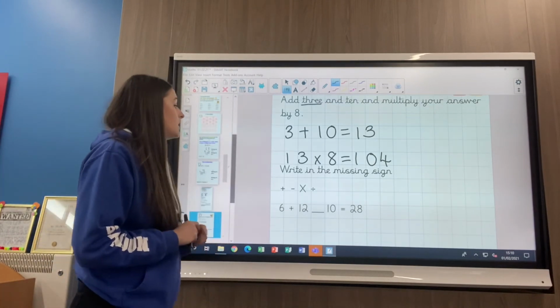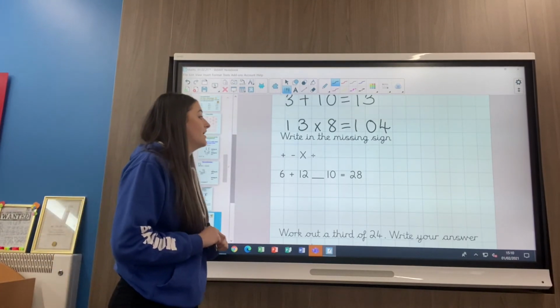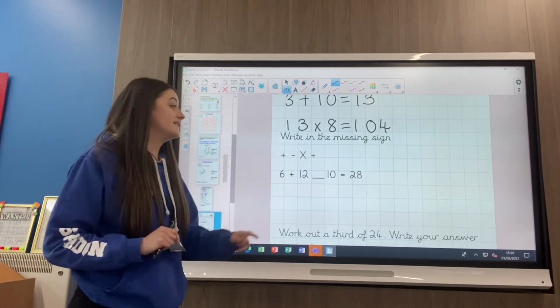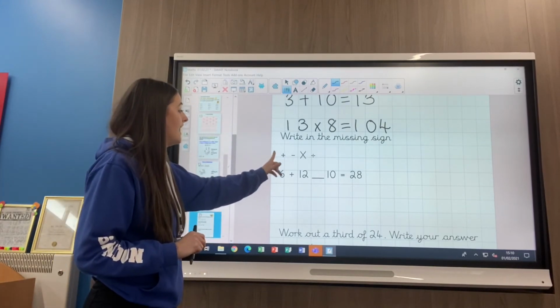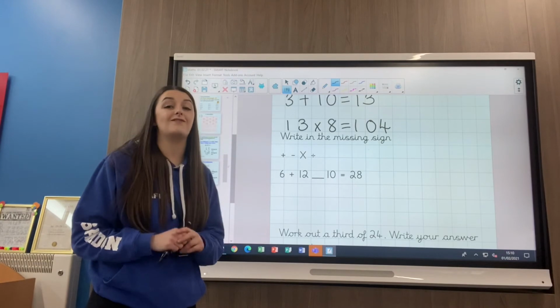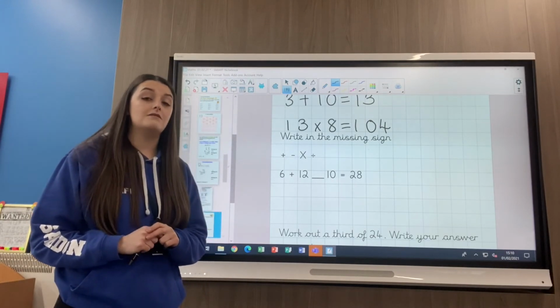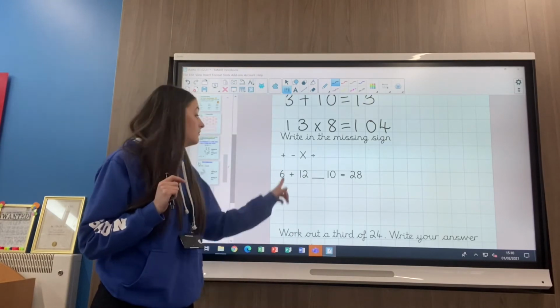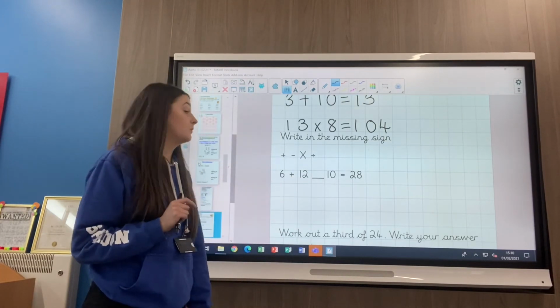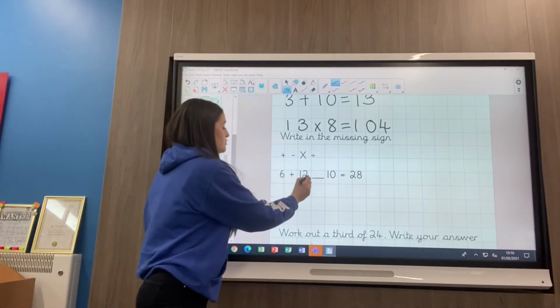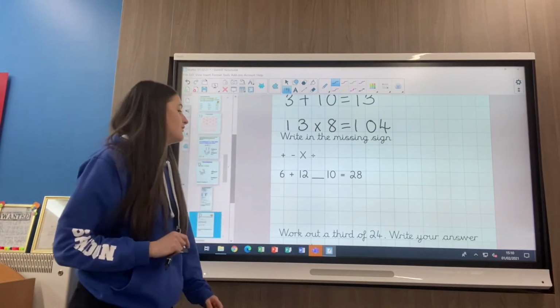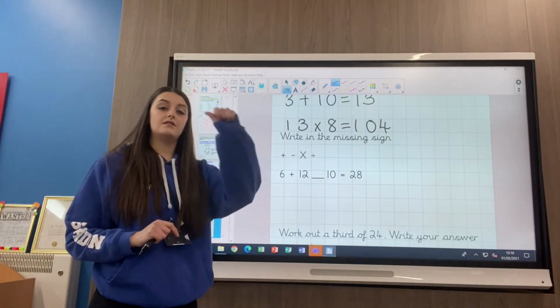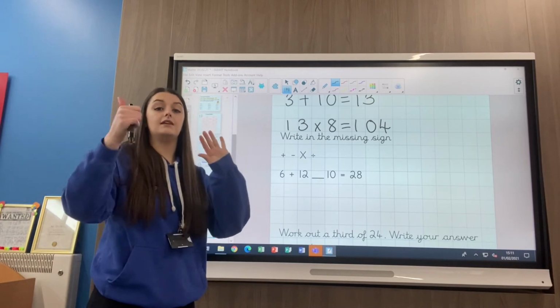Right, you've also got a writing the missing sign question like this. Now we're missing an operation in this question, an add, a subtract, a multiply or a divide. Now remember, when we do these questions, you need to look carefully at what operation would work well, okay? So I've got 6 add 12. So I'm going to work that out first. So 12, 13, 14, 15, 16, 17, 18.